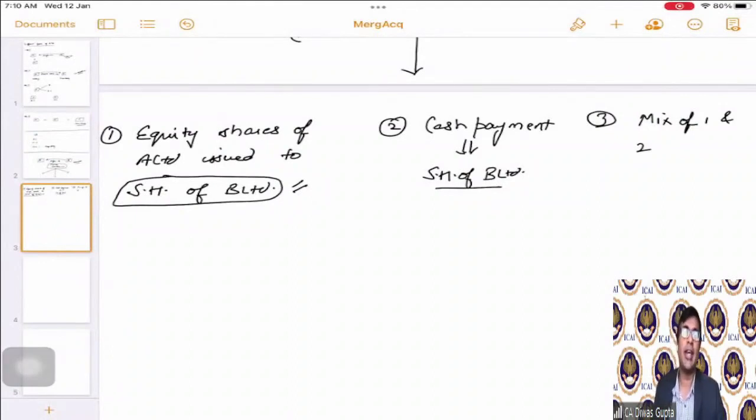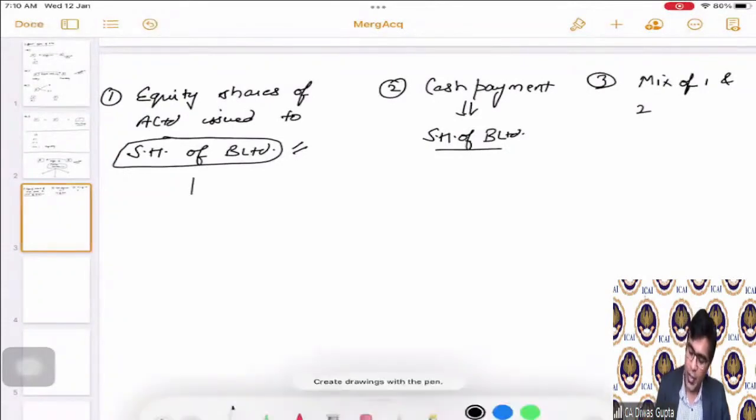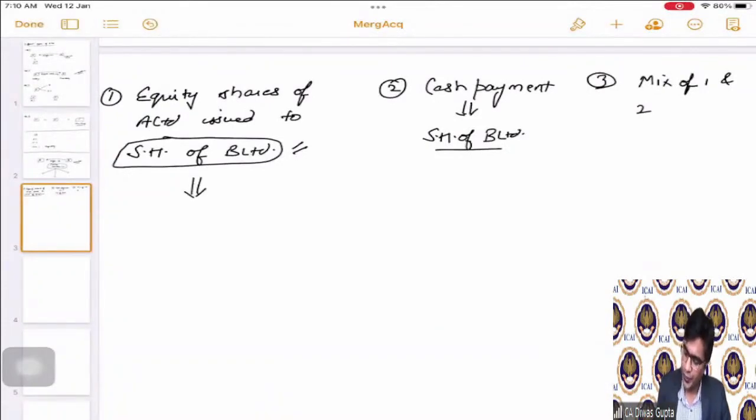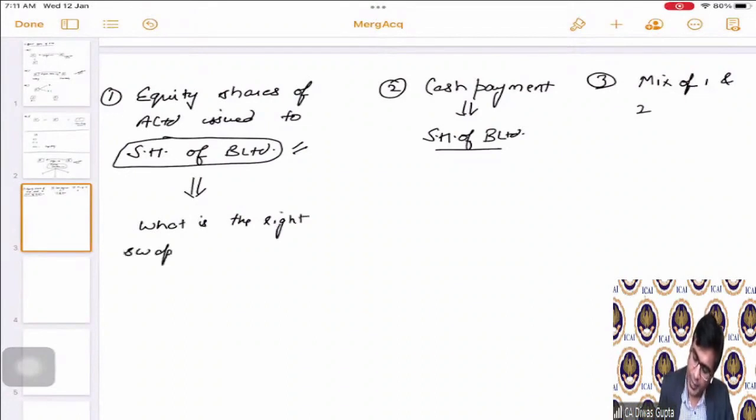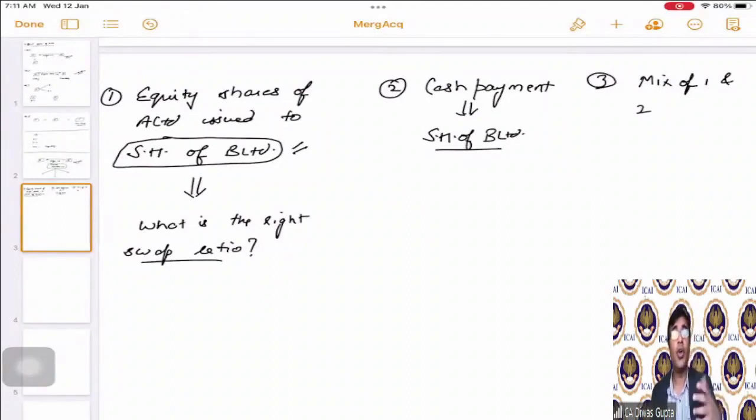Now, a basic question arises here: what is the right swap ratio? Now, what is swap ratio? Swap ratio is how many shares to be issued for one equity share of B Limited. Correct? How many equity shares of A Limited to be issued against one equity share of B Limited. That is called swap ratio. So in what ratio should we issue that? It can't be 1:1. 1:1 means that both the companies stand on equal footing, but that is not the case.